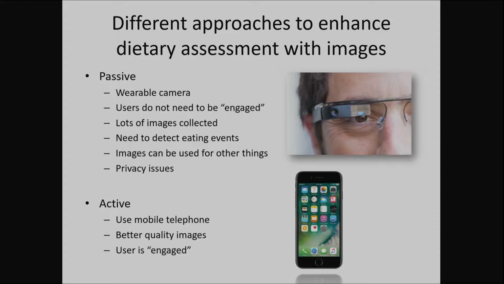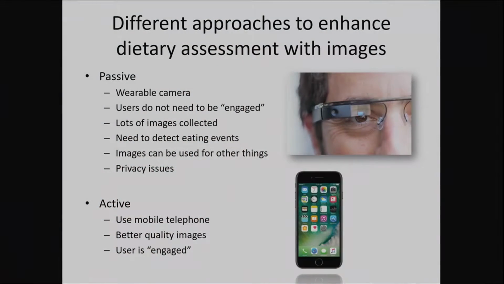We have passive and we have active, and with passive, that's like a wearable camera, and I'll give an example of that. And users do not need to be engaged, that's in quotes. And lots of images are collected, and you need to detect those eating events. And the good side is those leftover images can be used for something else. And there could potentially be privacy issues, like we heard earlier today. And then there's active capture, and this usually uses mobile telephones, and it's better quality images, and the user is engaged.